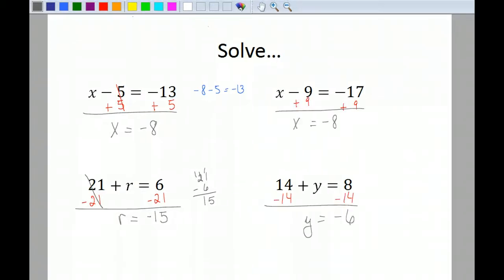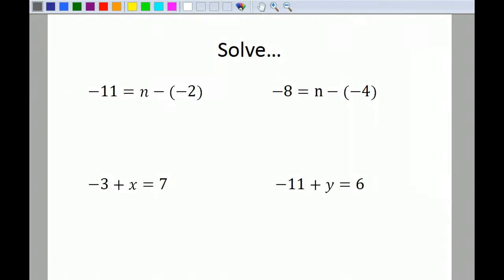Okay, so when you had x minus 9 is equal to negative 17, you added 9 to both sides. When you combined your like terms, you have x is equal to negative 8. The next one, you should have finished up with y is equal to negative 6. You had a positive 14, so you subtracted 14 from both sides.